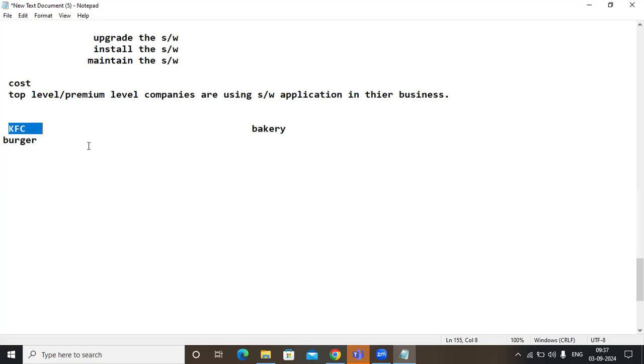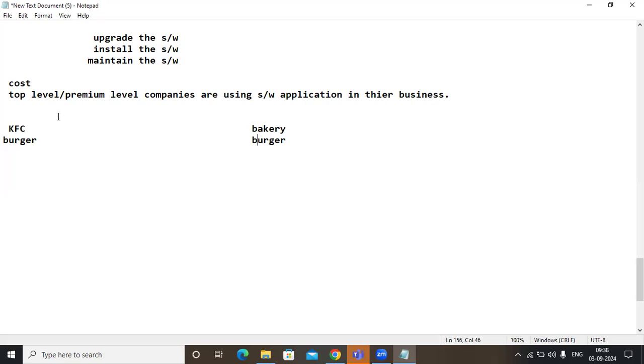Okay. I go to the bakery, suppose. Same burger I also ordered here. But in the bakery, small bakery, they do not have any branches and all. Only one place in one bakery. If you ordered one burger, the bakery owner does not maintain any computers inside the bakery. He does not maintain any software in his business. He just takes the order, gives the order to me. That's it. Tell me, why is KFC using a software application to run the business? Why not the small bakery here?